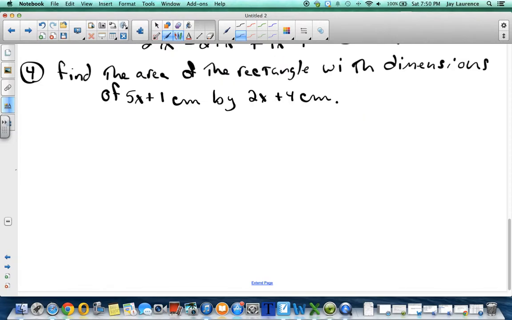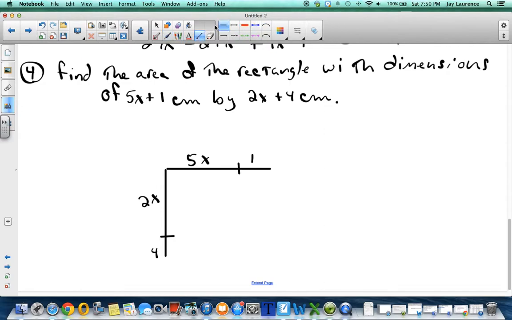All right. So find the area of the rectangle with dimensions of 5x plus 1 by 2x plus 4. Well, I'm going to draw myself a little rectangle here. Actually, just draw the 2 sides. Put a little mark on each side, just like that. And we're going to have a 5x and a 1. And over here, we're going to have a 2x and a 4. And then I'm going to finish off my rectangle and bring him down, and then bring him across.